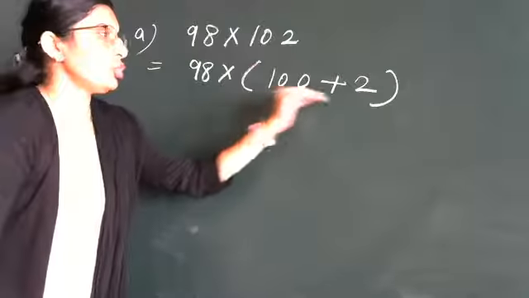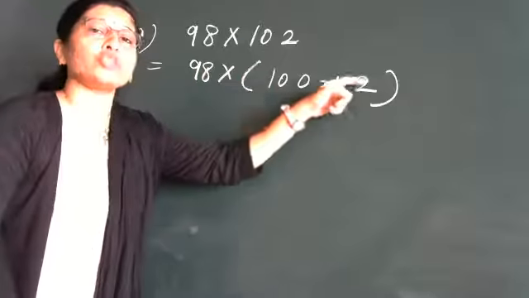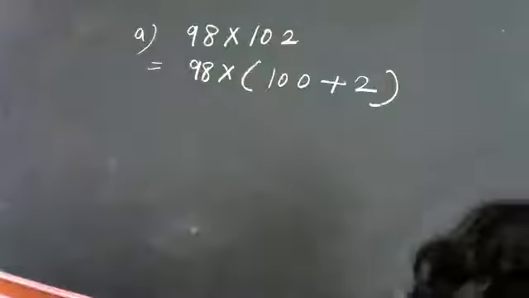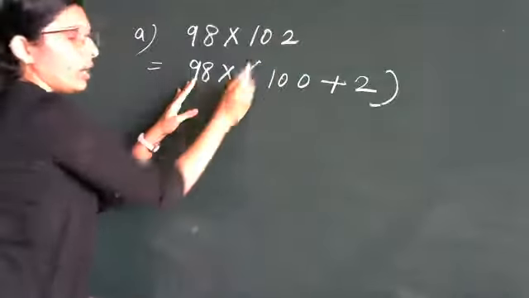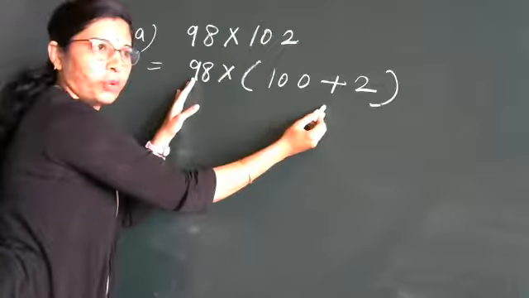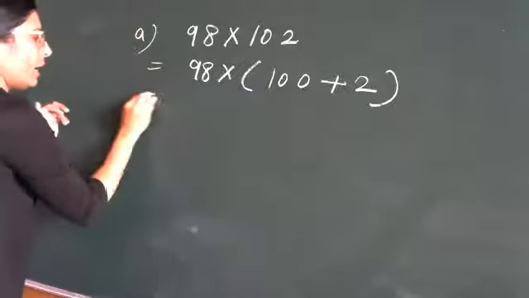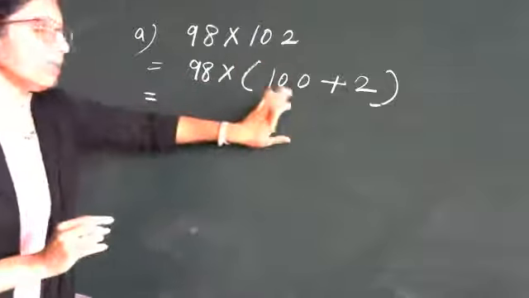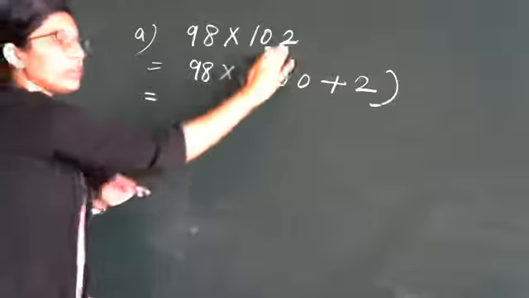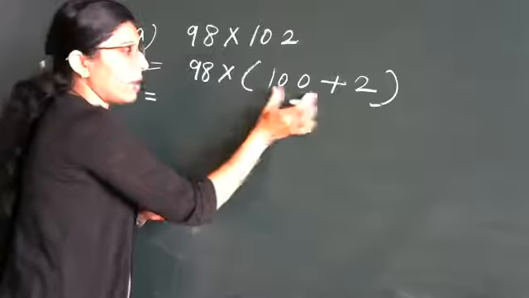What you have to do? You have to split the number. So 102 I am splitting as 100 plus 2. So here we can use the multiplication property over addition. Okay, we can use this property now. After splitting, this first step, understood? So after splitting this number 102, I have separated it as 100 plus 2.